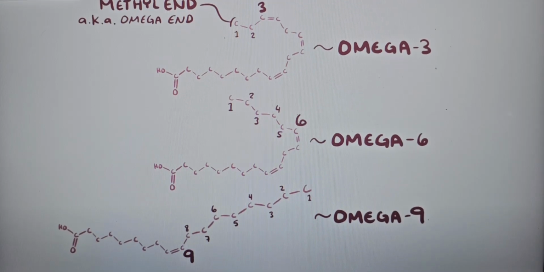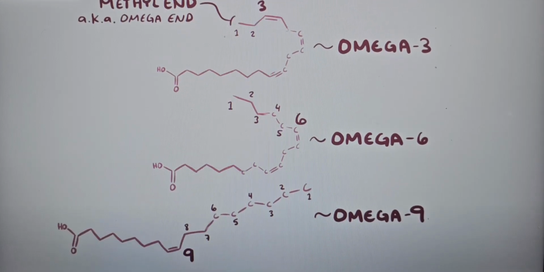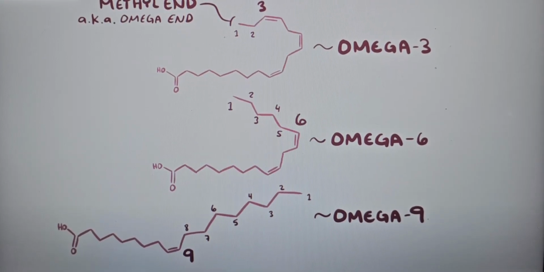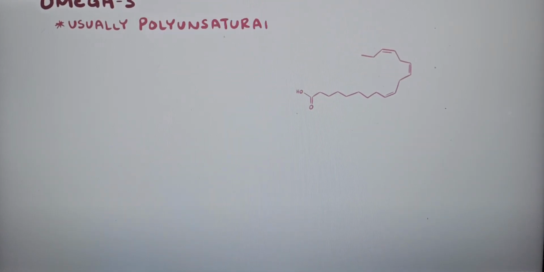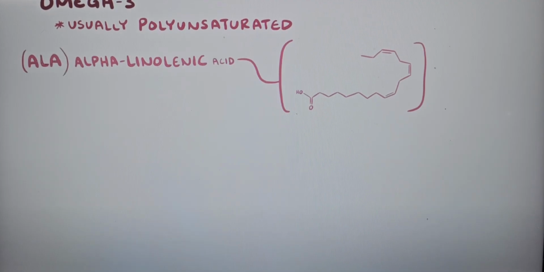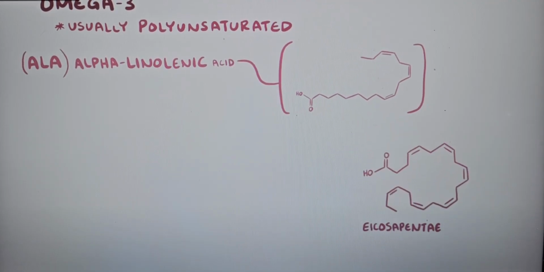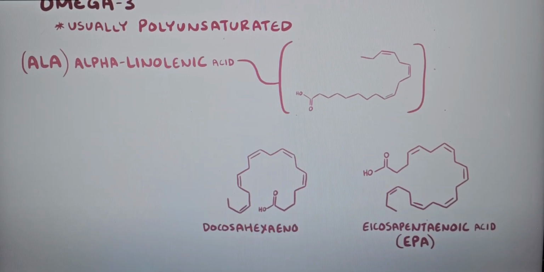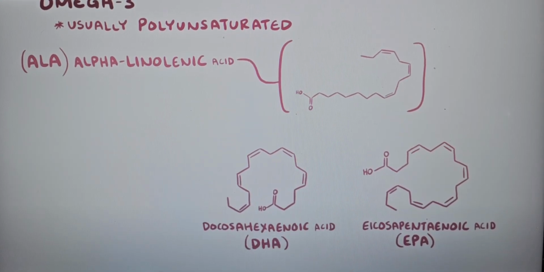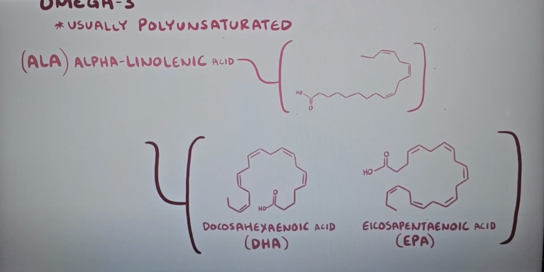Now, to make things even easier when looking at these molecules, I'm just going to show the bonds. Alright, so omega-3s are usually polyunsaturated fatty acids, and include alpha-linolenic acid, or ALA, eicosapentaenoic acid, or EPA, and docosahexaenoic acid, or DHA. EPA and DHA are marine sources of omega-3s.